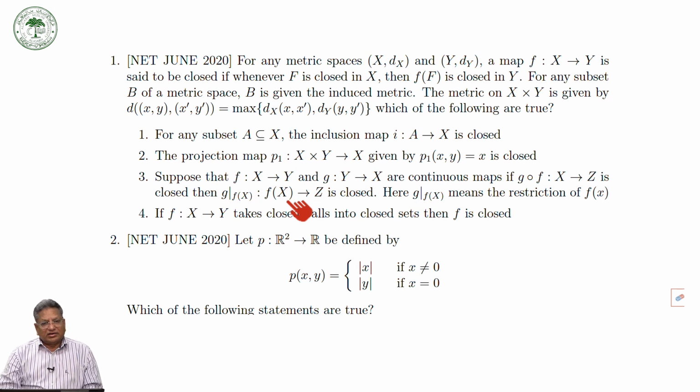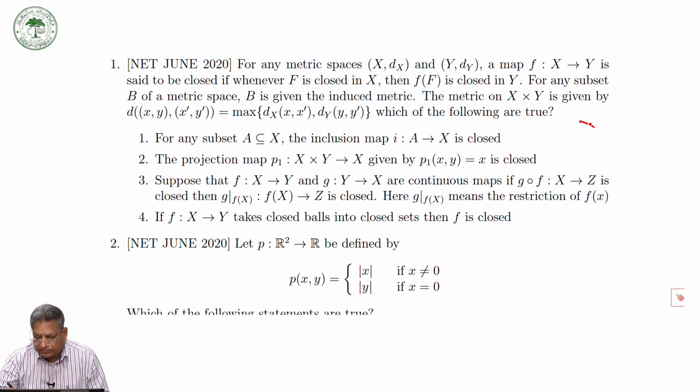But we have seen that if the composition map is closed, then what will happen? You will have a situation like this. Suppose f is a map from X to Y, and g is a map from Y to Z, and then the composition g∘f is a map from X to Z. Now here you have f of X.